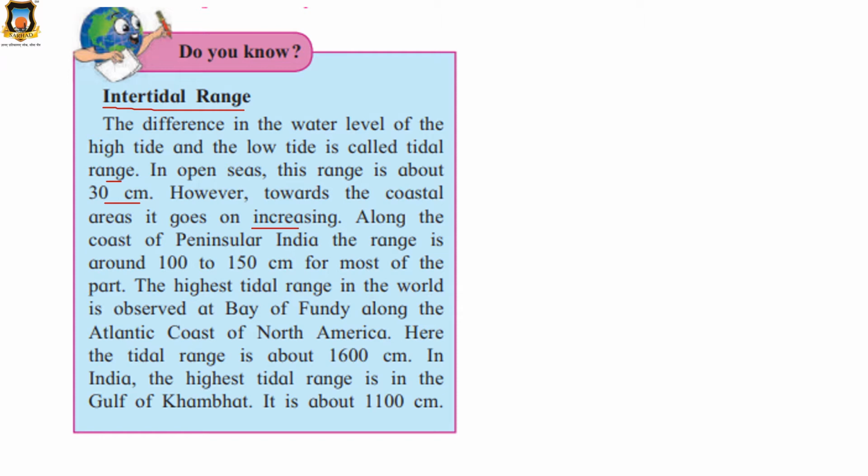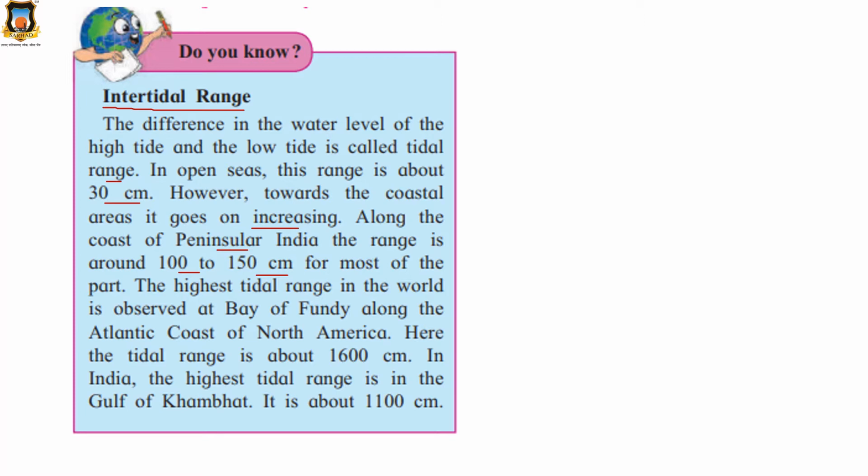When the land is covered with water on three sides, it is called a peninsula. Peninsular India, you can see India's map. The down portion of India is covered with water on three sides. That's why it is called peninsular India. So along the coast of peninsular India, the range is around 100 to 150 centimeter. Actually, it is 30 centimeter, but towards peninsular India, the range is 100 to 150 centimeter. Why? Because it is open sea.